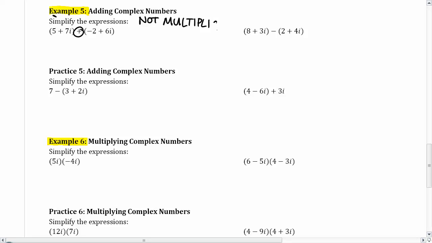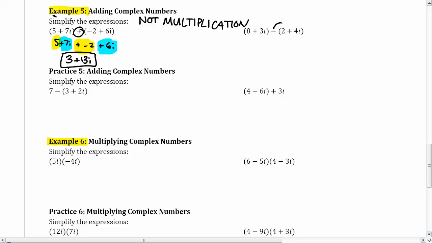I say that now because we're going to switch to multiplication later, and I don't want you to be confused. Okay, this is not multiplication. So what do we have? We have 5 plus 7i plus negative 2 plus 6i. Combine like terms. What is 5 plus negative 2? 3. What is positive 7i plus 6i? Plus 13i. That's it. Nothing real complicated. Make sure your numbers come first, your i's come second.